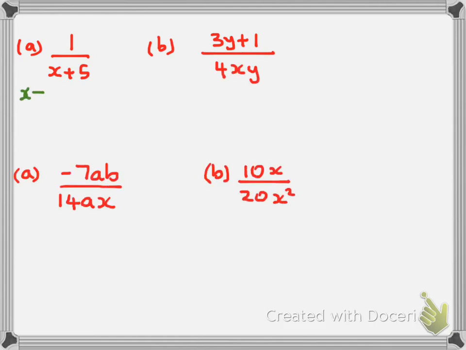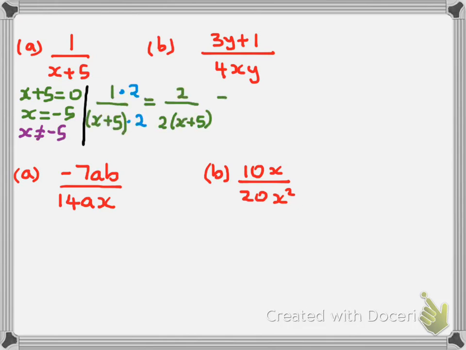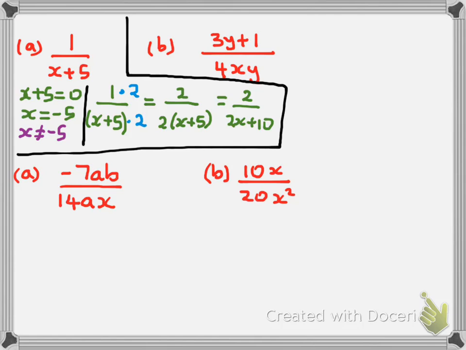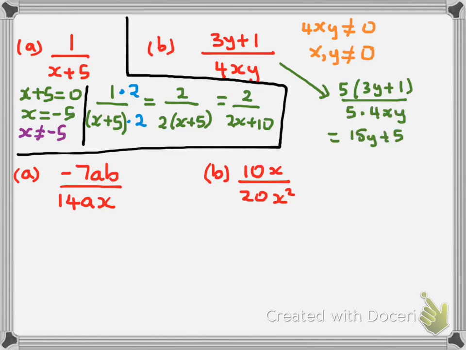So for the first one there, we just find out that if you set the denominator to 0, you will realize that x cannot be -5. So -5 is your non-permissible value, and you can multiply the numerator and denominator by 2, and you will obtain 2 divided by 2x plus 10. That would be an equivalent rational expression. For the second one, if you set your denominator 4xy to 0, you will find that x and y cannot be 0. Those are your non-permissible values. And you can multiply the numerator and denominator by 5. You will obtain 15y plus 5 divided by 20xy.